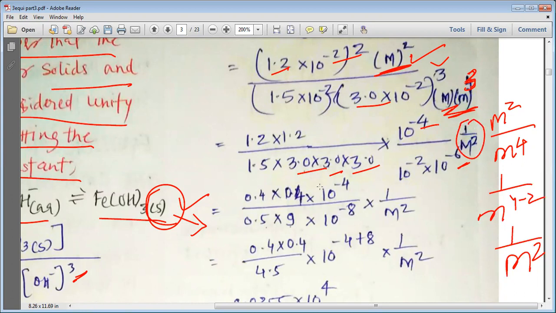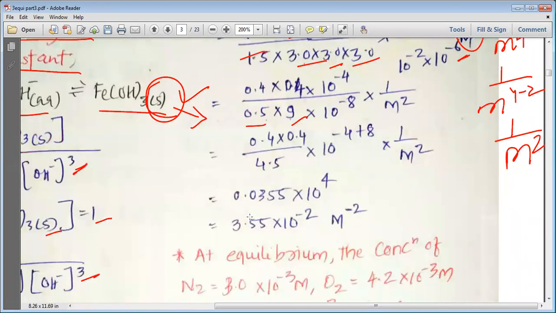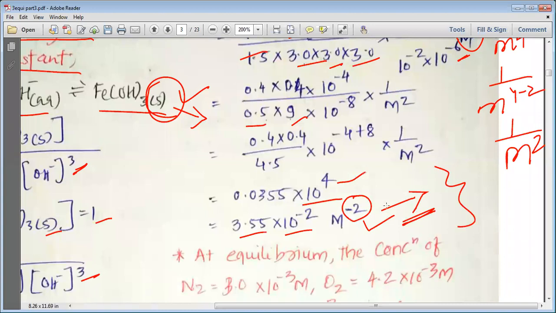So that is what I have written here. Now by doing all this multiplication, you know that 3 multiplied by 0.4 gives us 1.2. Suppose if we multiply 3 with 0.5, we'll get 1.5, and 3 and 3 gives us 9. By doing all this simplification, we get 0.0355 into 10 to the power 4, which ultimately can be written as 3.55 into 10 to the power minus 2 mole to the power minus 2. Please don't forget to write these units, because in your textbook they have not written units, but in the exam it is necessary to write units for such calculations.